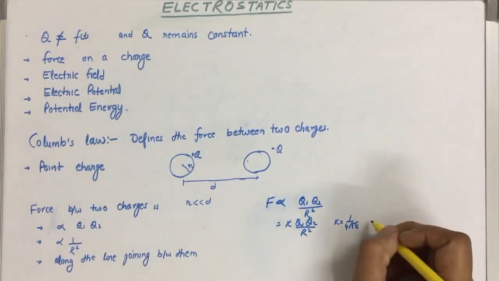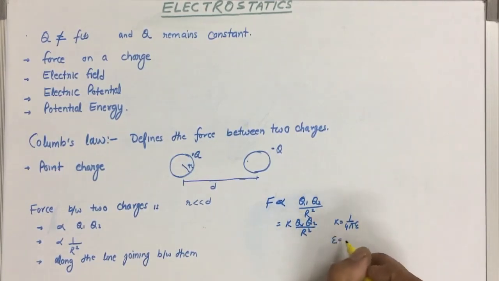For any medium, epsilon can be written as epsilon naught epsilon r. Epsilon naught is the permittivity of the medium when the medium is air, and epsilon r is the relative permittivity with respect to air medium.